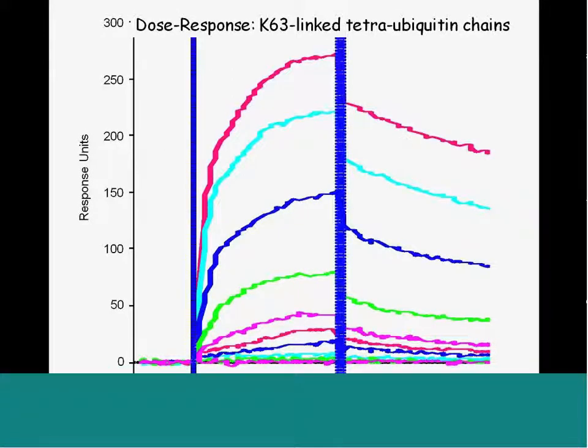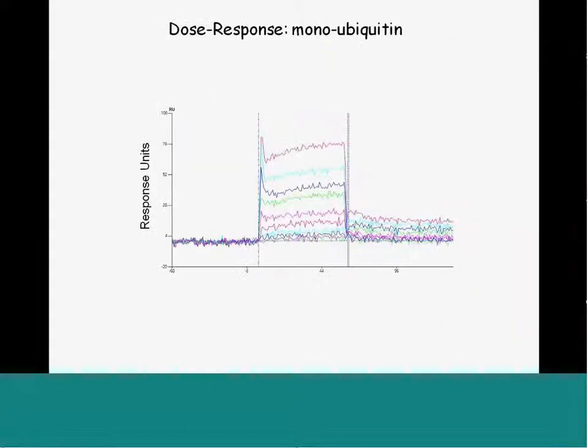So this was mono-ubiquitin. And we also flowed over a K63 linked tetraubiquitin chain. This is a typical sensorgram after background subtraction. We got very interesting looking sensorgrams.